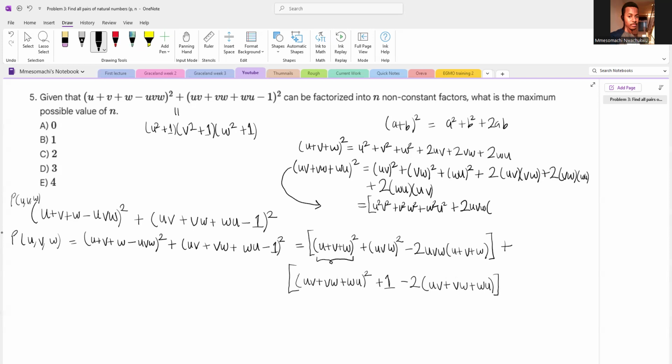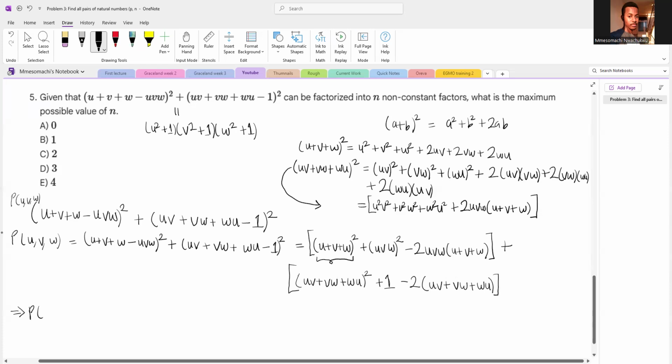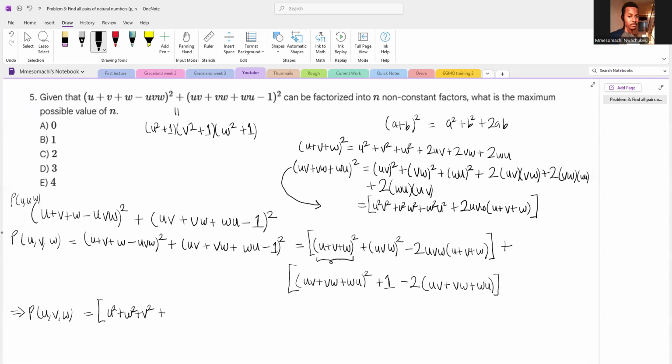So this becomes U plus V plus W. Okay. And now we can apply this here. So this implies that P(U, V, W) is going to be equal to U squared plus W squared plus V squared plus 2 into (UV plus VW plus WU).